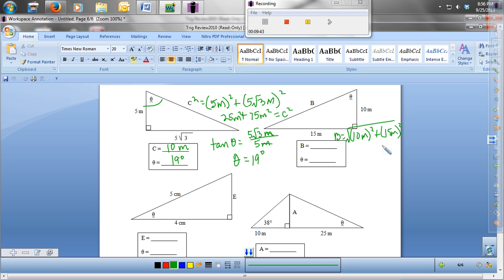And so that's 100 plus 100 plus 225 is 325, so I get the square root of 325. And when I did that, I got 18 for side B, and that would be 18 meters. And then I want to find the angle, so I'm going to say the tangent of theta is equal to the side opposite, 15 meters, over the adjacent, 10 meters. Those will cancel. 15 divided by 10 is 1.5, so I get my calculator and I go tan^-1 of 1.5, and my calculator tells me that that's 56.3 degrees.